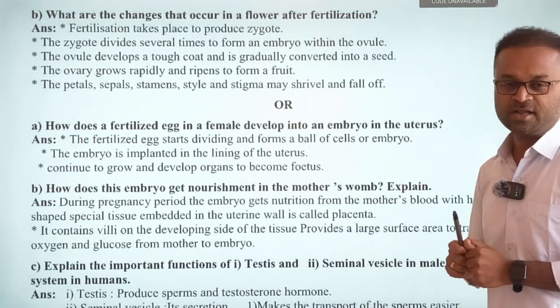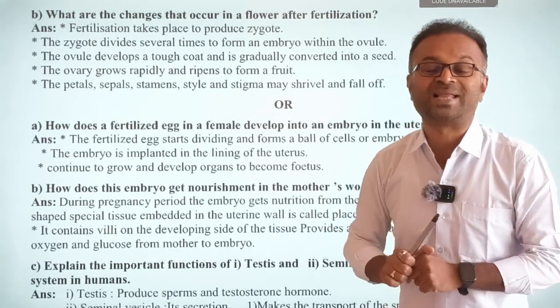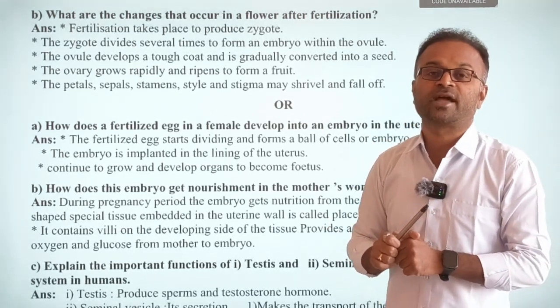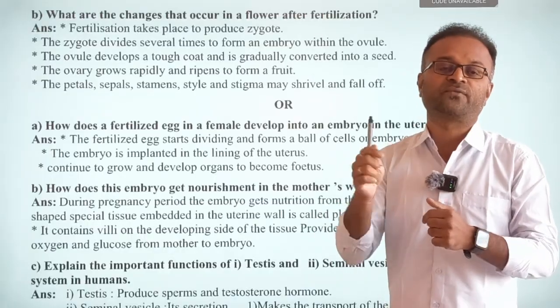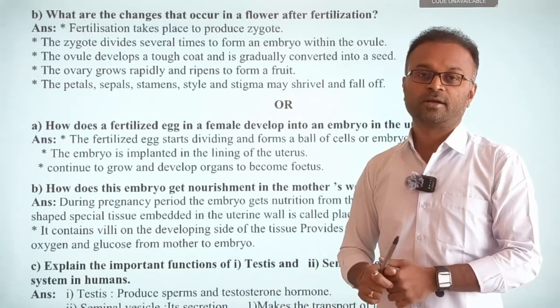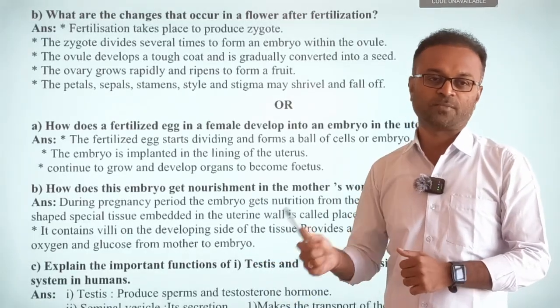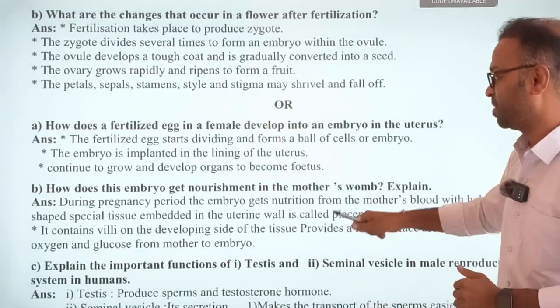A special disc-shaped structure develops on the walls of the uterus, called the placenta. The nutrients and oxygen are supplied to the fetus from the mother's blood, and whatever waste is generated in the fetus is taken back into the mother's blood. Same thing you should explain properly.